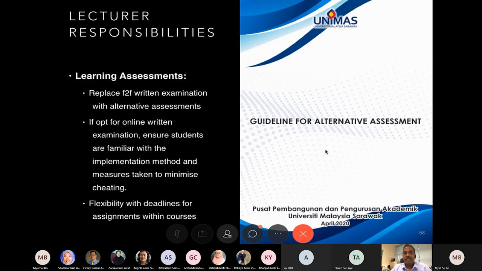But what UNIMAS is trying to advocate is a guideline for alternative assessment. The module is available, so you can use this module to see how you can do alternative assessment. I will try to get hold of this via CAM. I did look for it in the compendium. I couldn't find it, so maybe it is available with CAM. I will look through it, and then I will advise everyone regarding this. But keep in mind, I'm advocating for content curation.